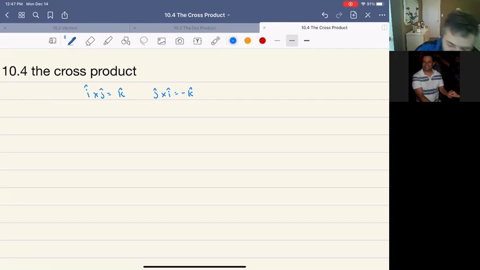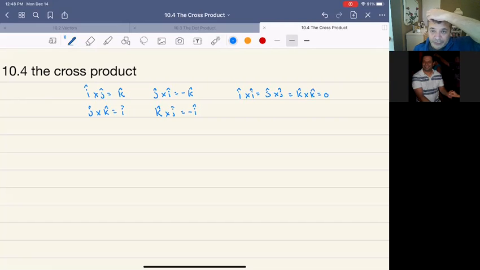Same thing goes in this case. So j cross k equals i, and k cross j equals negative i. By the way, i cross i, j cross j, and k cross k, those all equal 0.